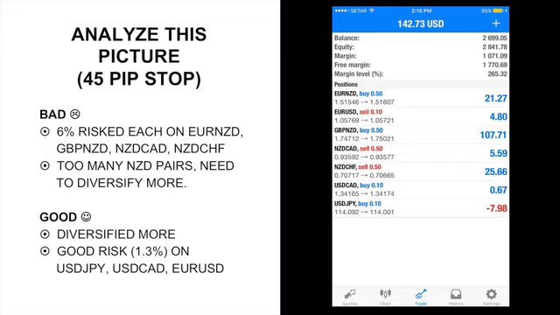All right. Now, what is good about this? It is diversified. They did try to diversify. There's good risk management on the USD JPY, USD CAD, and Euro USD. They've only risked 1.3% on each of those. So that's good. We're getting somewhere.